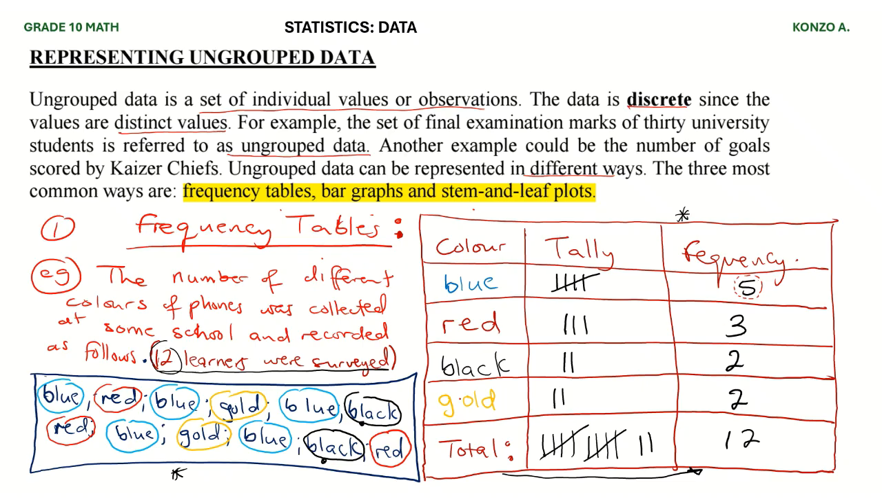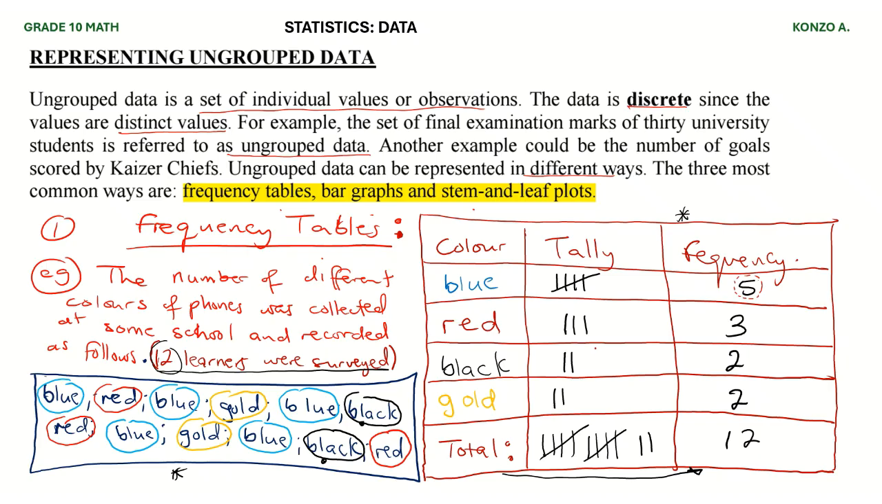And which color do learners generally hate? You see that around black and gold, maybe they don't like those colors for this particular experiment. So this data can help if it was a company trying to make more of these different colors. They would know which color to make more of and which color to make less of. All right, now let's try to draw the bar graph.